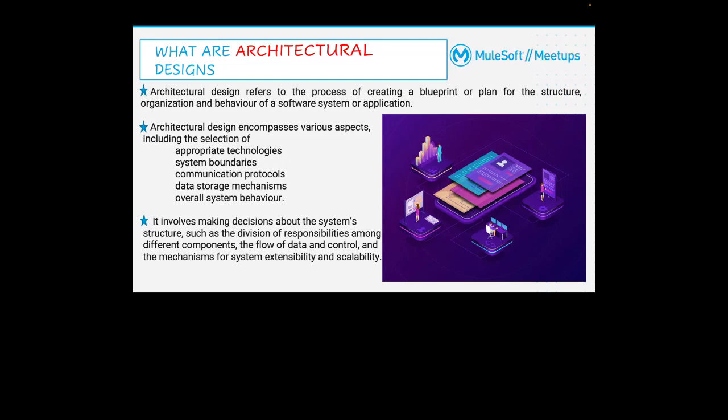It also encompasses different aspects, including the selection of appropriate technology. When you start the architectural design, you decide what technologies you're going to use, which is the tech stack you're going to work on. There are different tech stacks available. For example, for front end you can go for Angular, you can go for React, any technology you're choosing.